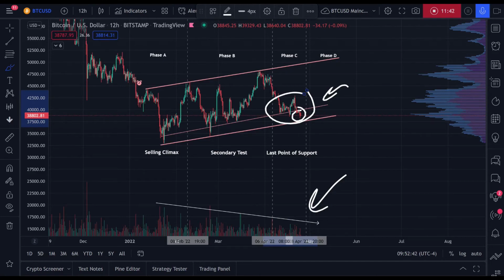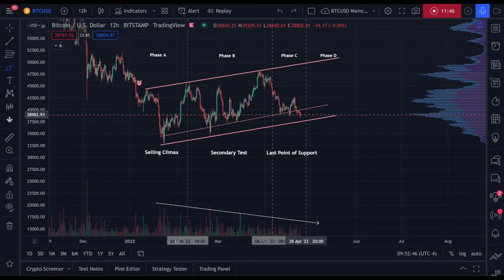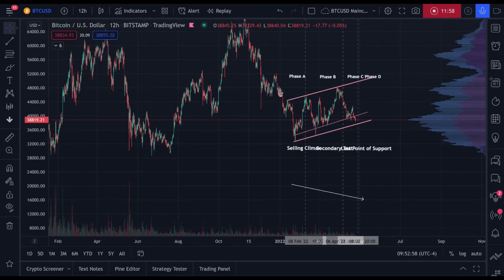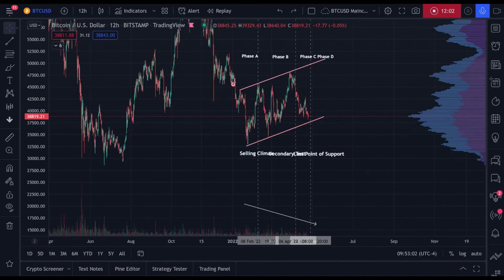Again, we're on the 12-hourly time frame. And pursuant to this is your phase D, where you get your markup. Slowly but surely you get your markup. You get your signs of strength. And what I want to do now is direct your attention to the last time we had a Wyckoff accumulation.